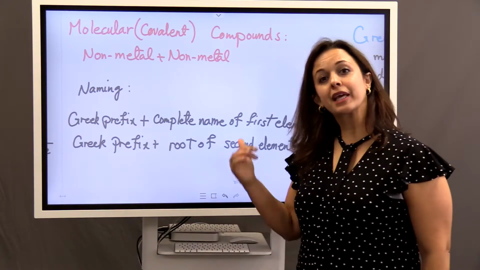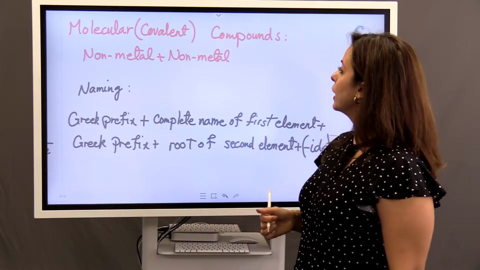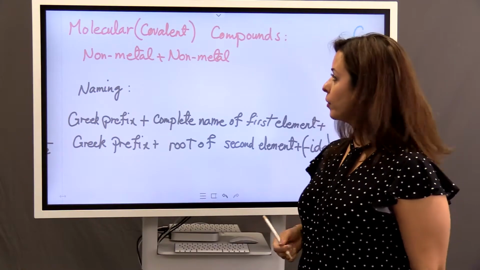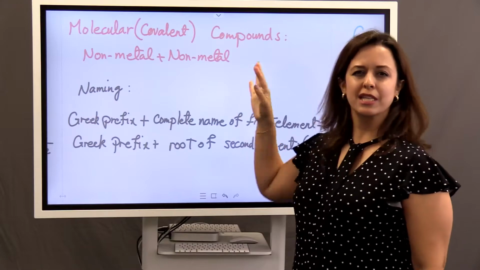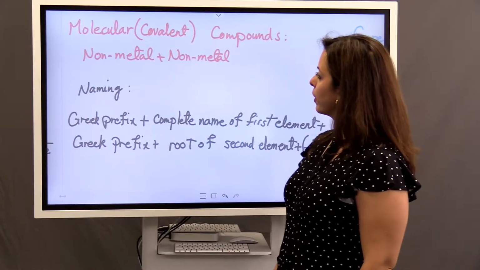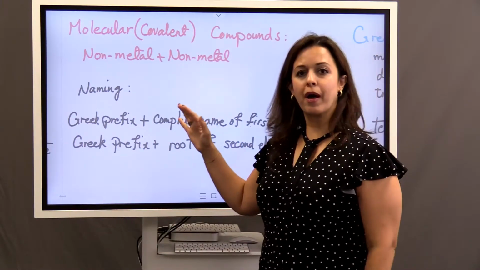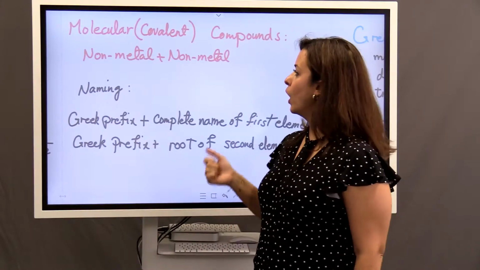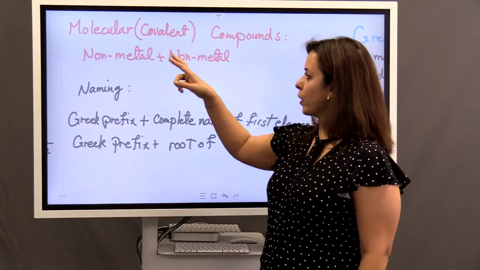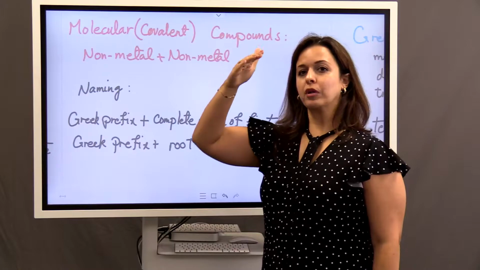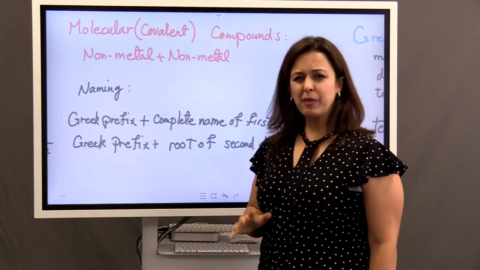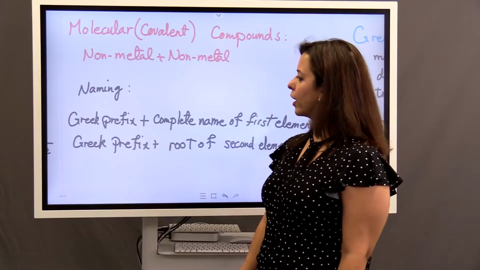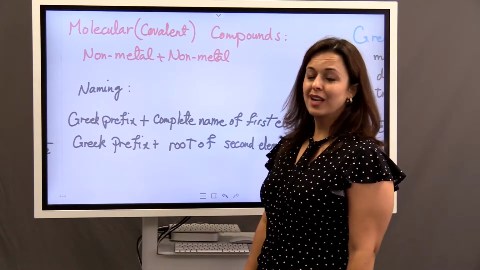Hi, the second part of naming compounds is molecular compounds. Sometimes you see them under the name of covalent compounds. They're the same. If you remember, we said molecular compounds are composed of two nonmetals. So nonmetals are all on the right side of the periodic table. So their naming is much easier than ionic compounds, I promise.